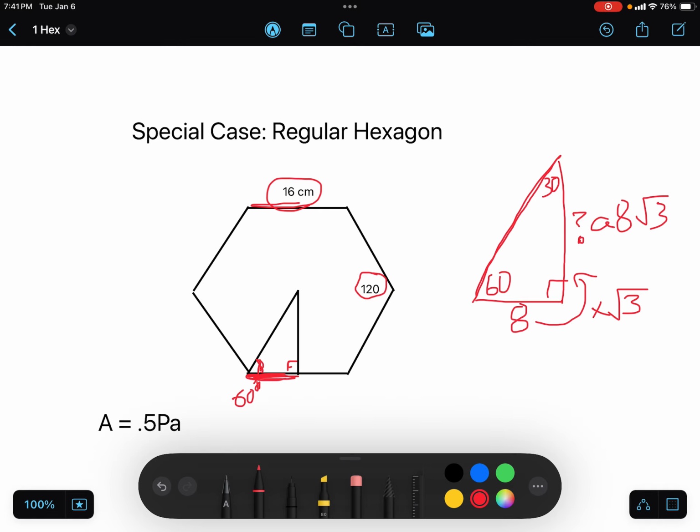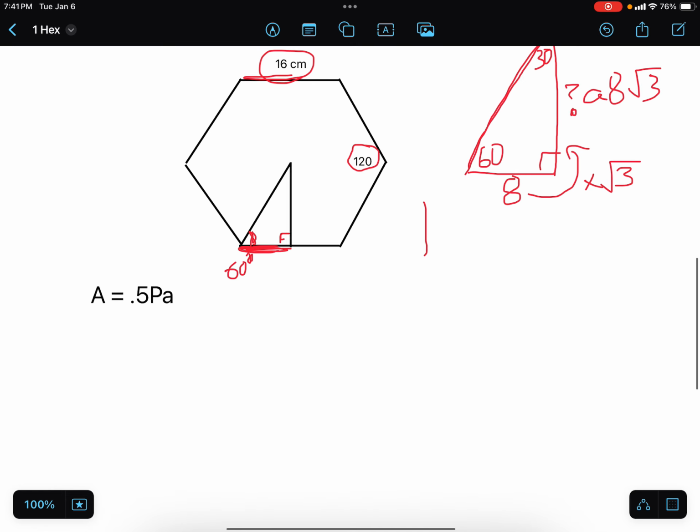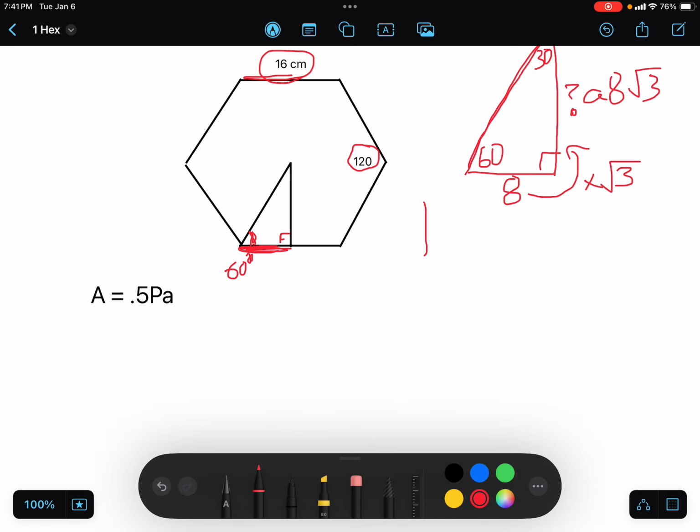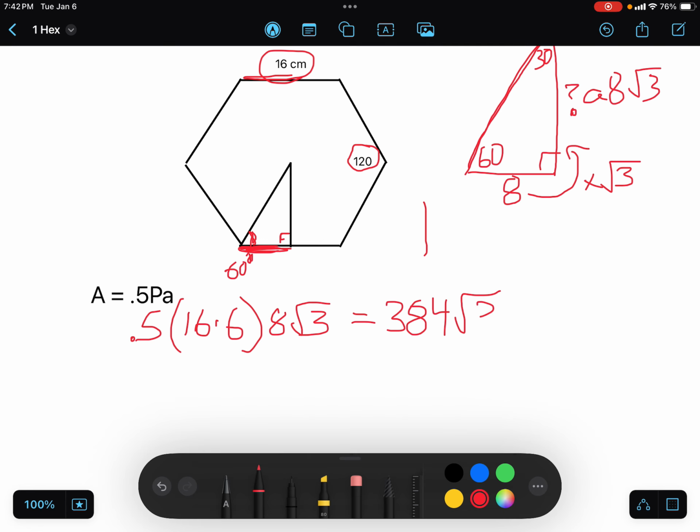So we can now plug that information into our formula here. So we can go 0.5 times the perimeter, which is 16 times 6 sides, times the apothem, which is 8 times the square root of 3. And you could solve this one of two ways. You can either multiply everything together with the calculator and include the radical. That version here would be 384 times the square root of 3.